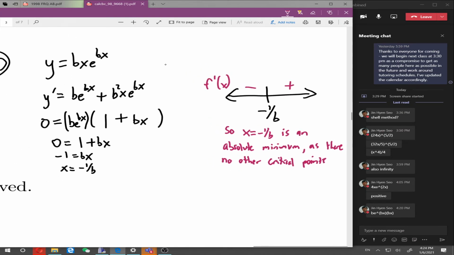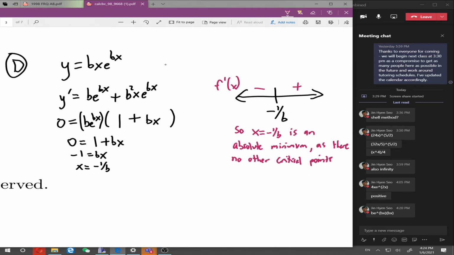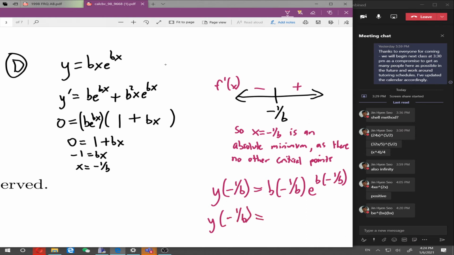And Andrew, I'm going to go back and plug in negative 1 over b for x in order to get the y value. So my y value when x is negative 1 over b should be equal to what? Negative 1 over e. Right. Which is the same value that we got last time. Negative 1 times e to the negative 1 power, or negative 1 over e.